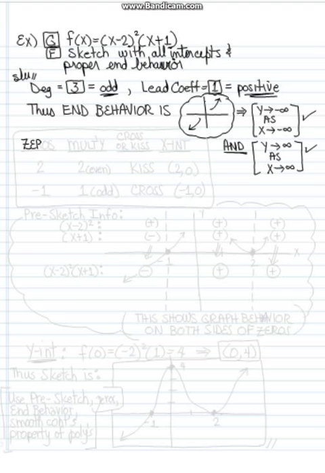Let's do a chart, a table here, listing the zeros, the multiplicity of each zero, is it a crossing or a kiss, and what is the x-intercept.